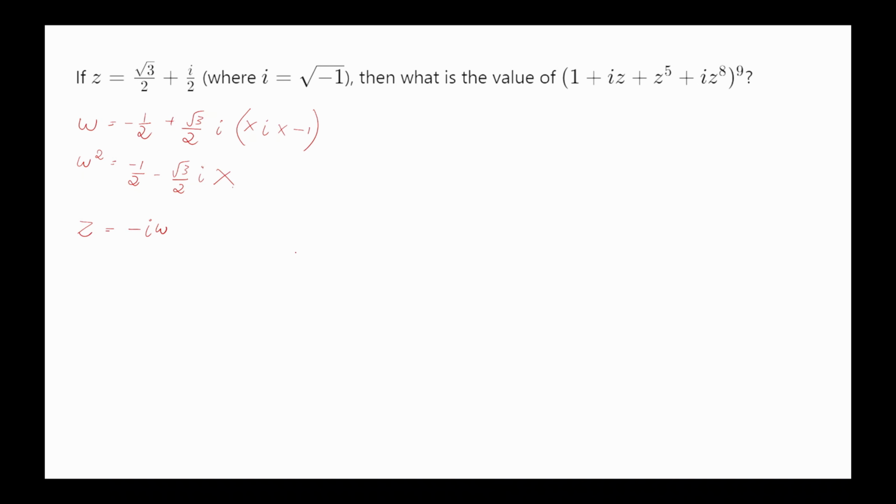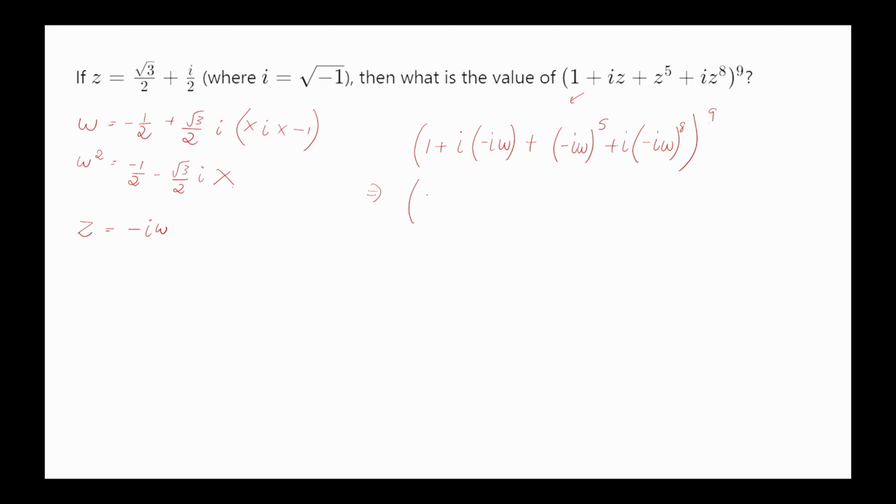Now whatever they've asked us, let us try to replace these values of z in that equation and find out the answer. So what would be the values after replacing? This would become 1 plus iota into minus iota omega plus minus iota omega to the power 5 plus iota times minus iota omega to the power 8, whole to the power 9.